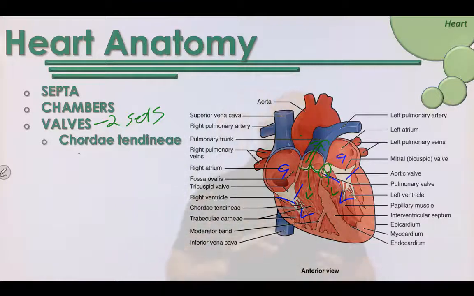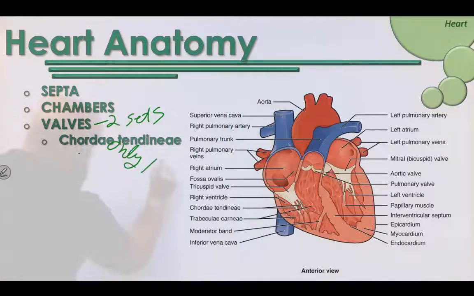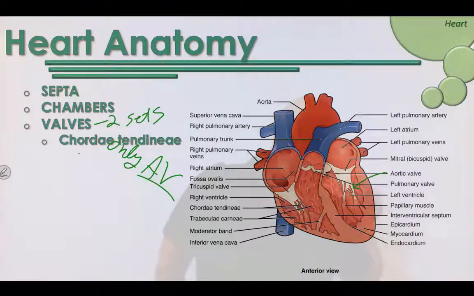And then lastly, these valves, or at least the ones between the atria and ventricle, and only the ones between the atria and the ventricles, have little tendinous structures that hold the valves, kind of anchor them to the wall of the ventricle so that when the ventricle contracts, the valves aren't forced in the wrong direction or prolapse, open the wrong way.